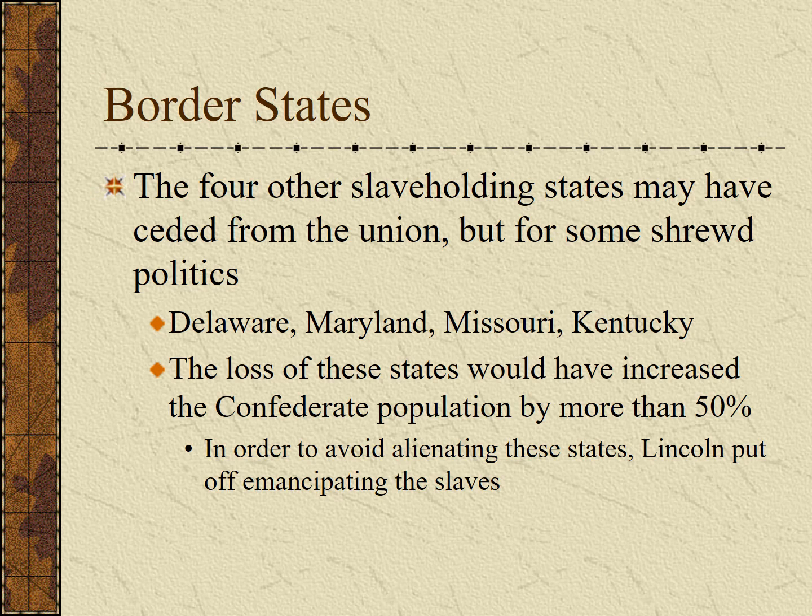They were all slaveholding states, and it is very important to note that these states remaining in the Union was hugely significant, because the loss of these states would have increased the Confederate population by more than 50%. And as we'll see, one of the main advantages that the North had over the South was more manpower. And so this would have been taking away one of the North's biggest advantages. And in order to avoid alienating these states, Lincoln does put off emancipating the slaves for a time.